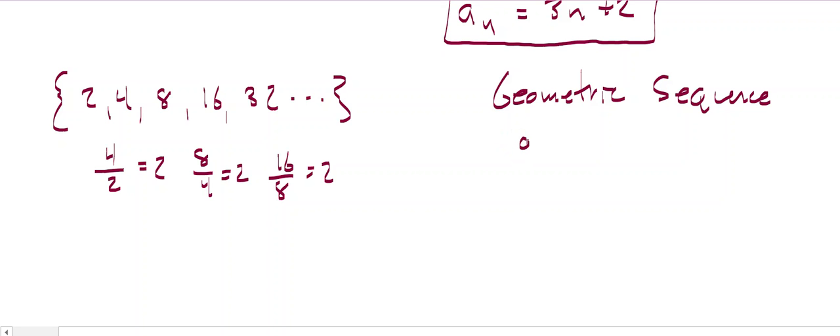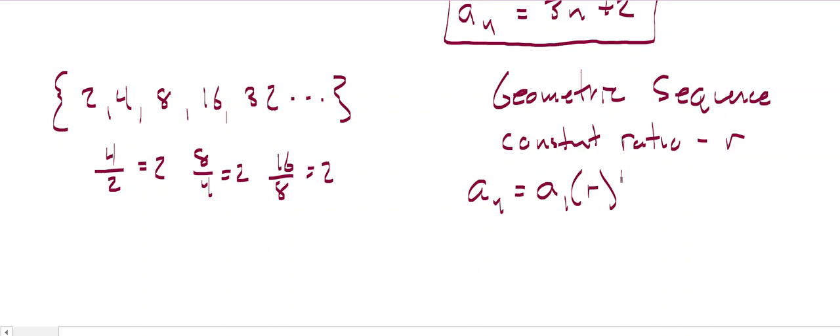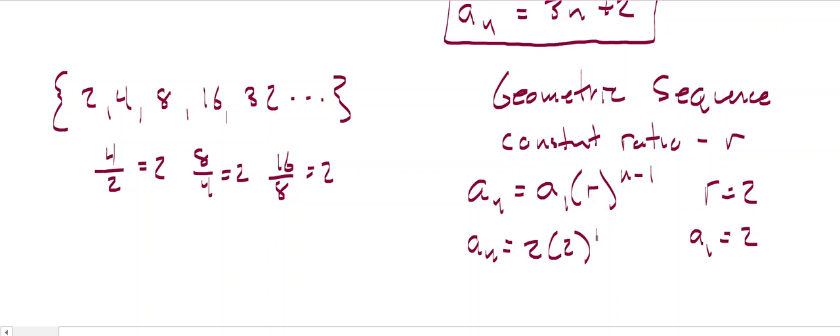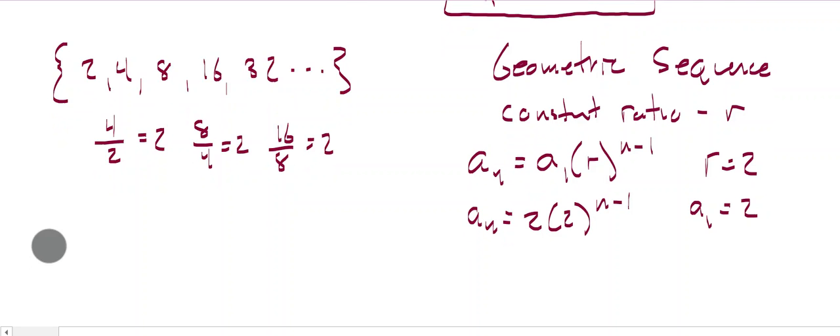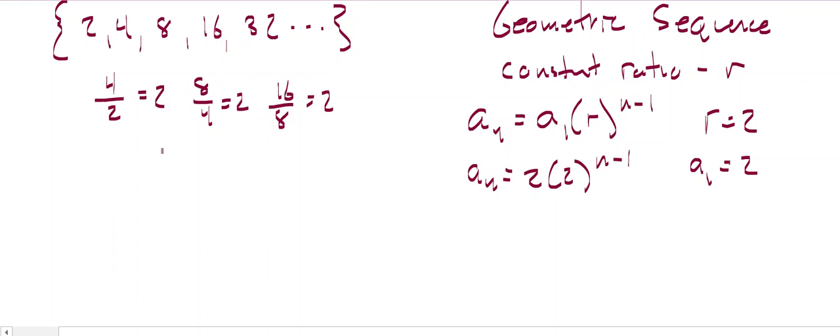We have a constant ratio, which is going to be r. So the general form for a geometric sequence is a sub n is equal to a sub 1 times r to the n minus 1. In this particular case, r is equal to 2, and a sub 1 is also equal to 2. So plugging those in, we would have a sub n is equal to 2 times 2 to the n minus 1 power. Well, let's just test a few points again, just like we did with the last problem.